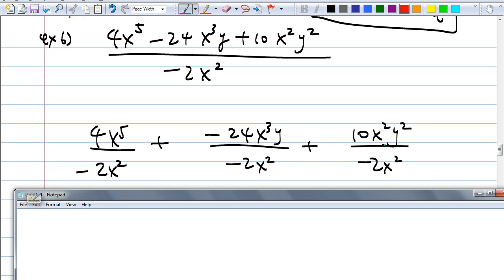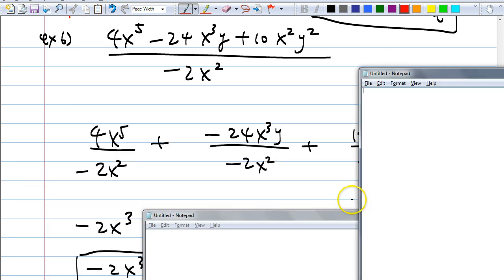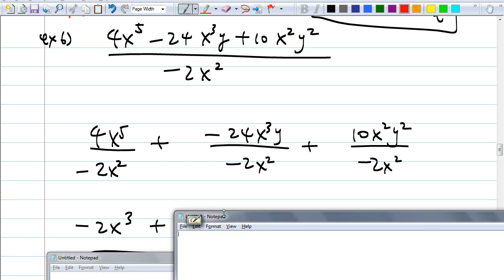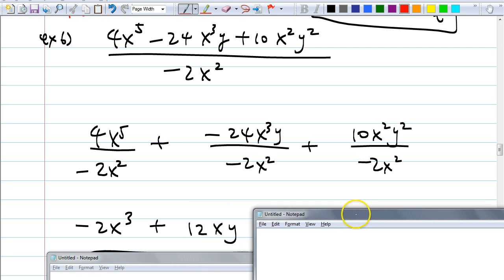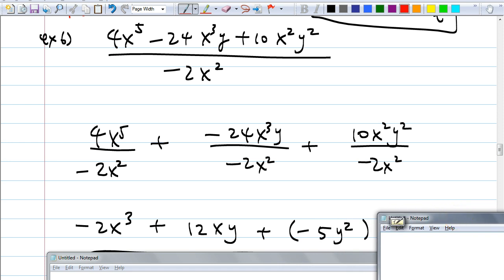Now somebody tell me what I get for my first term. Negative 2x cubed. Good. It's negative, right? What's positive over negative? Negative, right? So you get negative 2x cubed. Then for the second term, plus or minus? Plus. 12xy, positive, right? Good. Plus negative 5y. That's right.